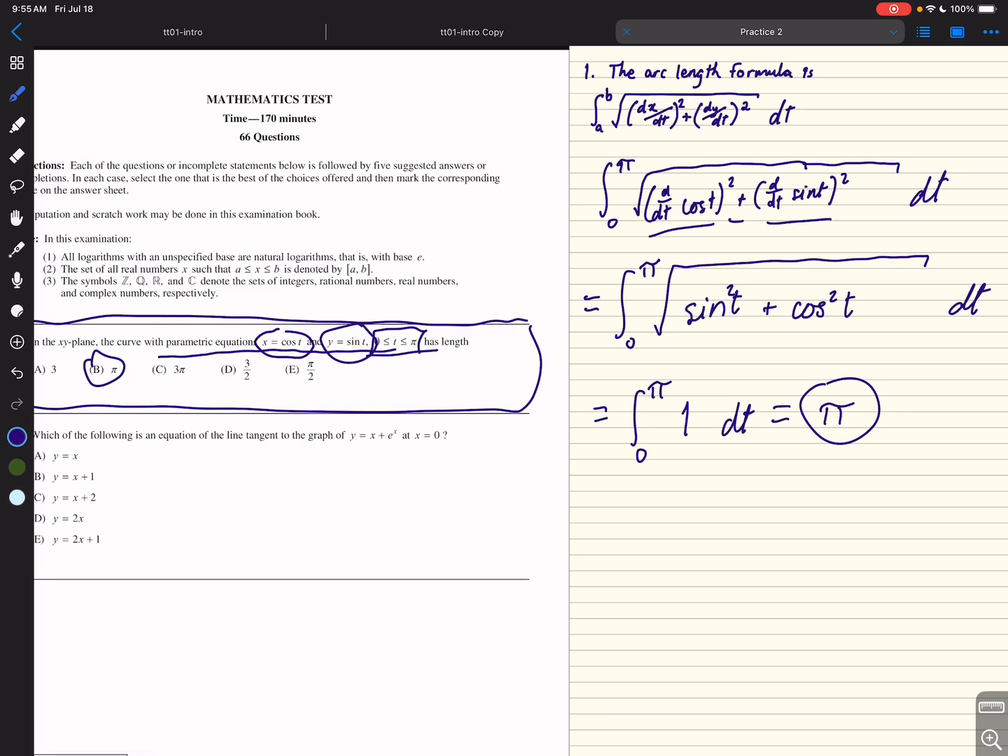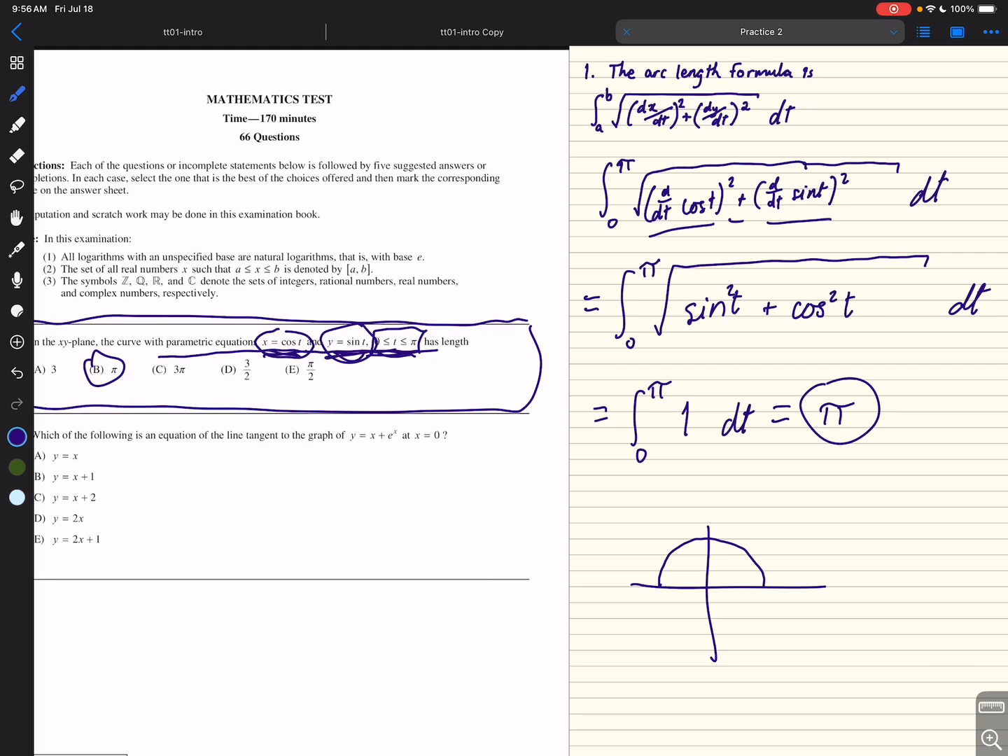Now, what's the better way to have solved this problem? It's to recognize that if we have these parametric equations, cosine and sine, with t ranging from 0 to pi, then this effectively makes a half circle, right? X equal to cosine, y equal to sine is the parameterization of a circle. You should know that. And with t being the angle in radians sweeping from 0 to pi, you get the top half of this circle.